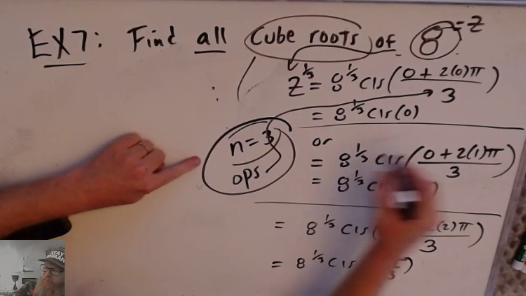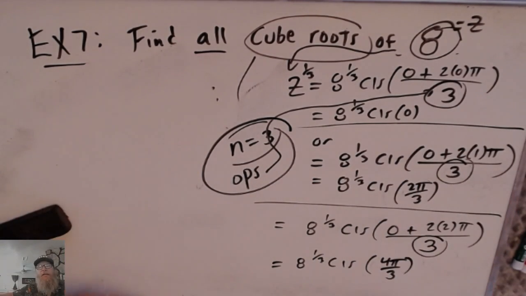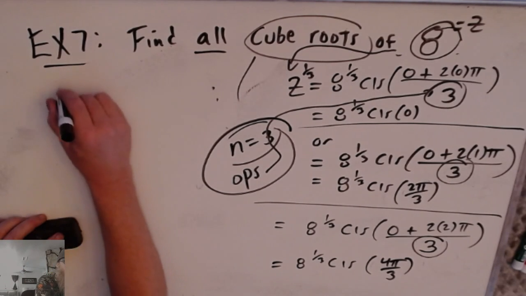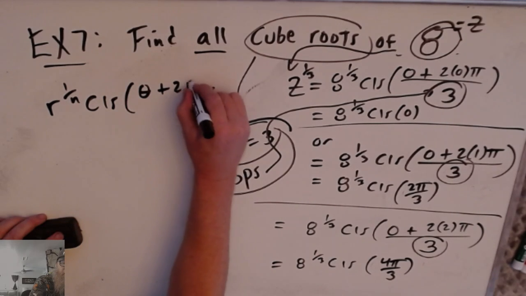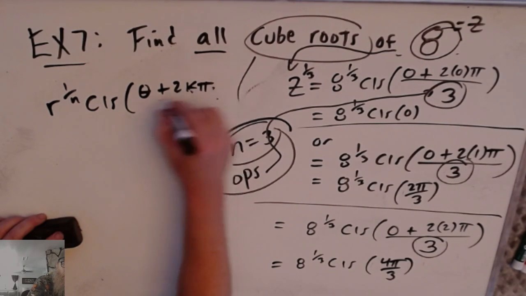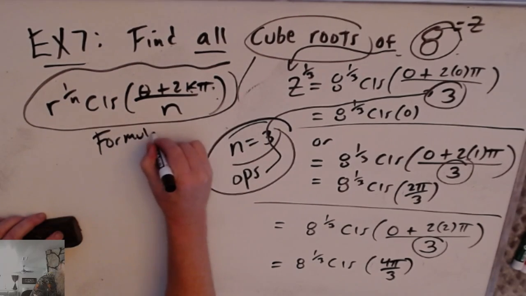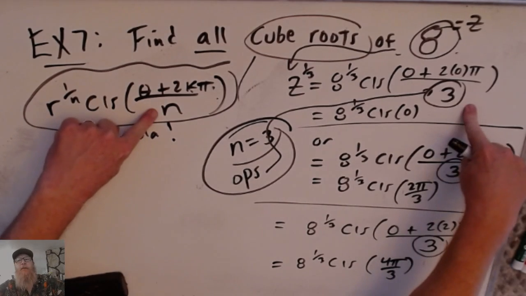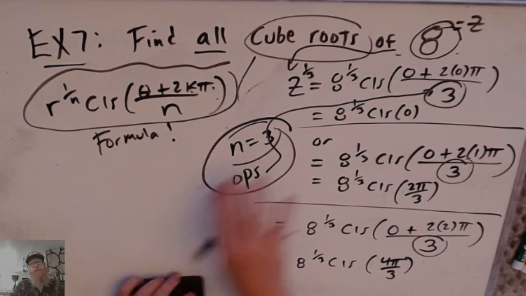So be careful. I just almost screwed it up. You're not always dividing by 2. You're dividing by n, whatever n is. Remember, the formula is r to the 1 over n cis theta plus 2k pi over n. So we're dividing by 3. I was about to stop the tape and redo the whole problem, but I saved it.